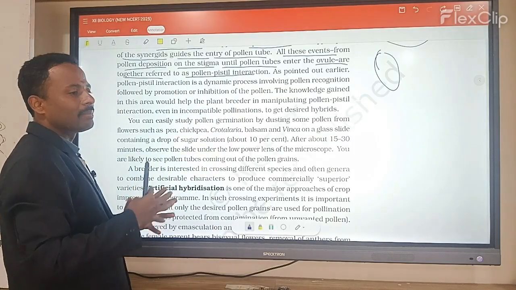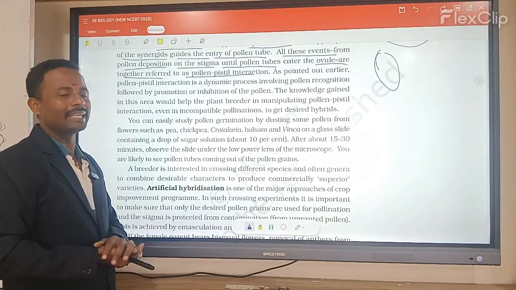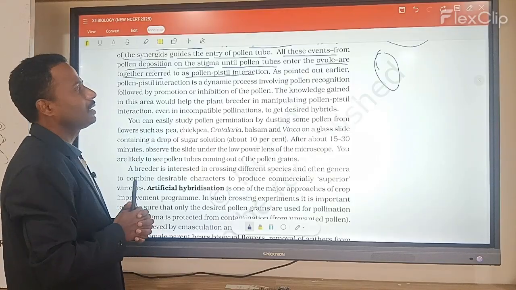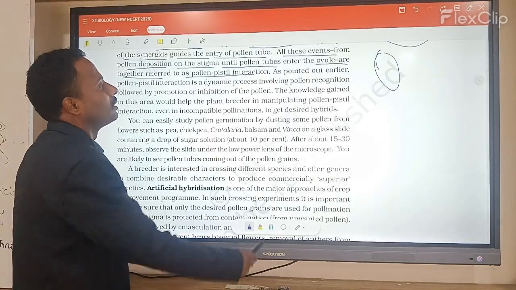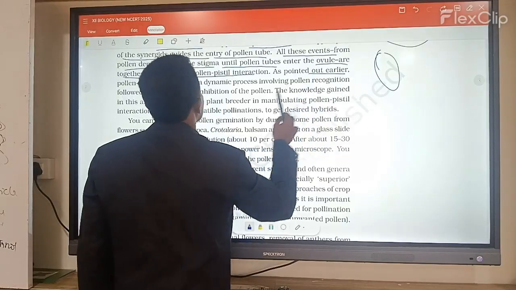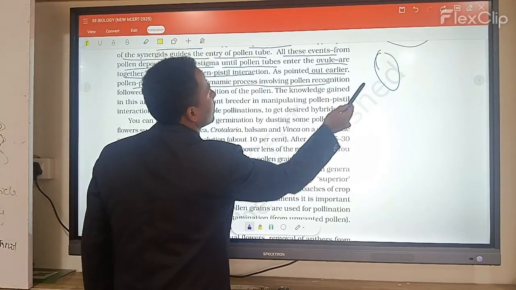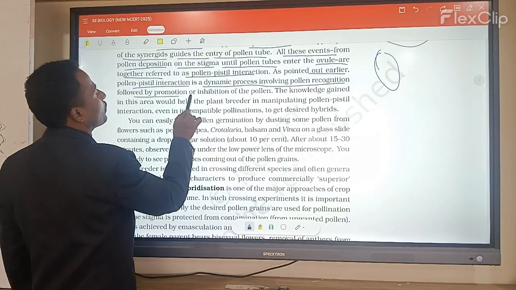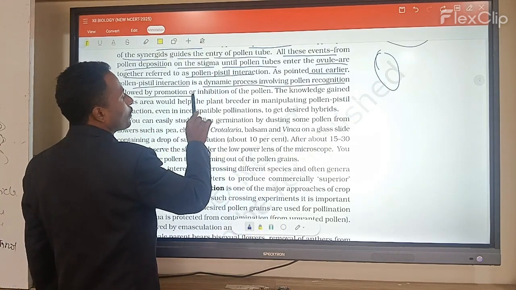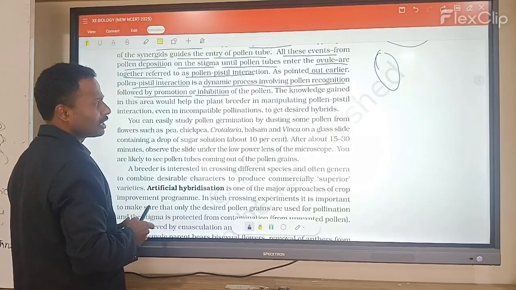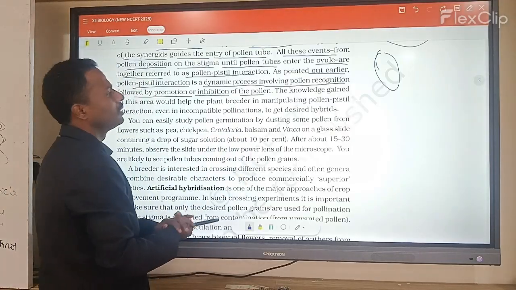So this complete mechanism is called what? Pollen-pistil interaction. Next, as pointed out earlier, pollen-pistil interaction is a dynamic process involving recognition, followed by promotion or inhibition of the pollen.